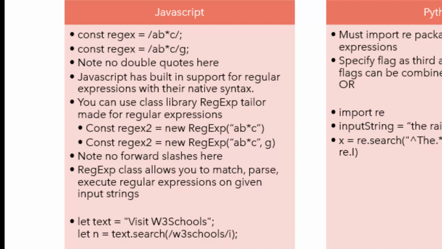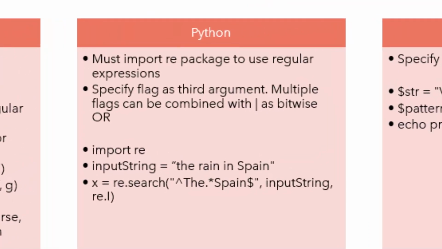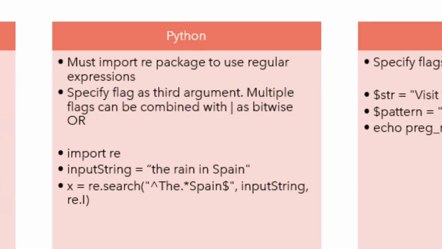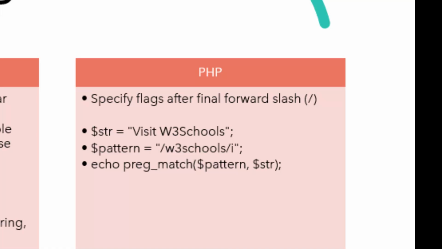RegExp class allows you to perform most of the regular expression operations like match, parse, etc. In Python, we have the re package that provides several regular expression functions, so importing it is necessary. Here we are passing flags as third argument, and we can combine multiple flags via pipe symbol, which acts as a bitwise OR operator, allowing you to specify multiple flags. In PHP, you use functions like preg_match, which take regular expression strings, following the forward slash syntax with flags specified afterwards. I read somewhere that you can use hash or pound sign or other delimiters instead of forward slash, but seriously, why would you do that?